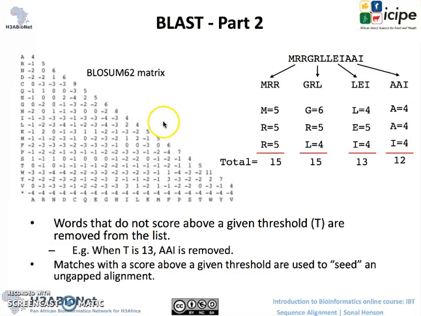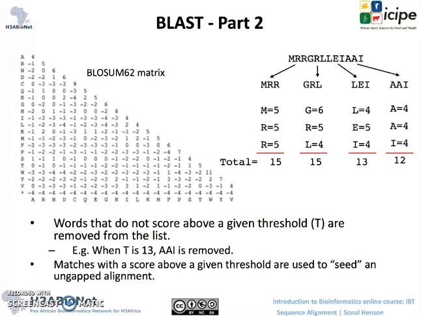The best score is along the diagonal line of the scoring matrix. So, for example, the best score for amino acid M will be 5, here. For R is also 5. And so giving us a total of 15 for the word MRR. In this way, scores for all the words are calculated.